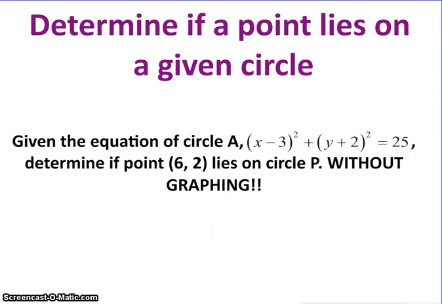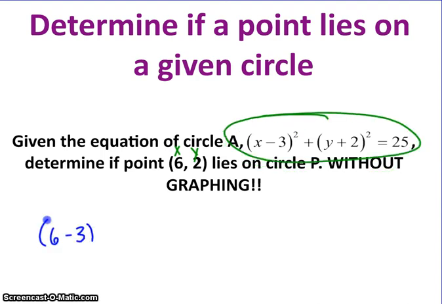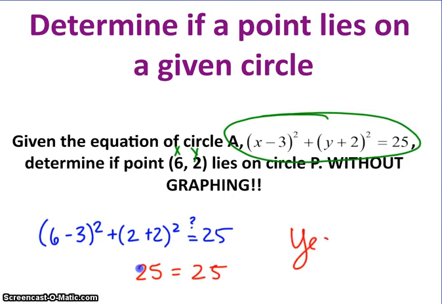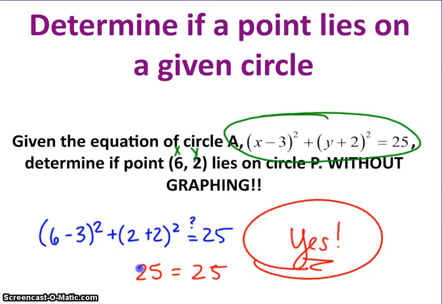Alright, so let's try the next problem. Given that we have an x value of 6 and a y value of 2, does it lie on the equation of the circle provided here? So we plug in 6 for x, 2 for y, and type this in your calculator on the left-hand side, exactly the way you see it. I get 25 is equal to 25, so yes, this point does lie on the circle.